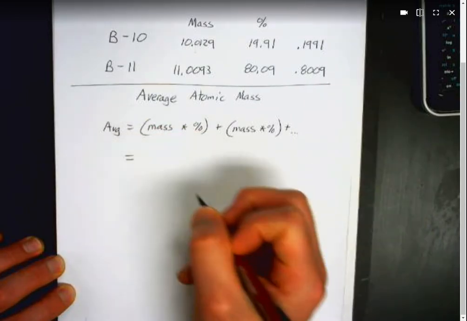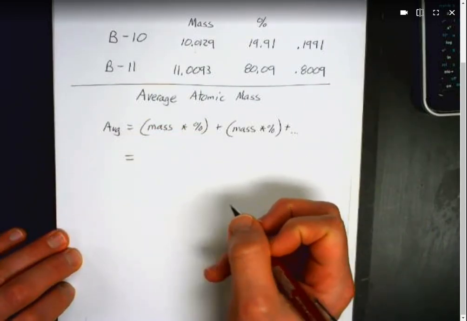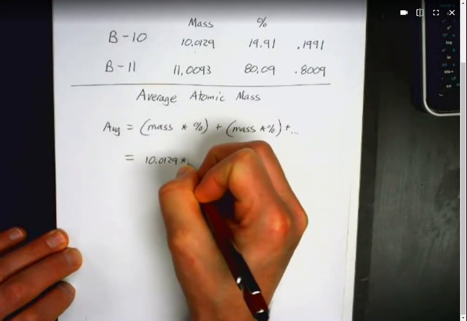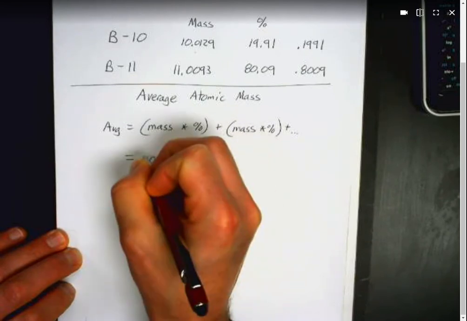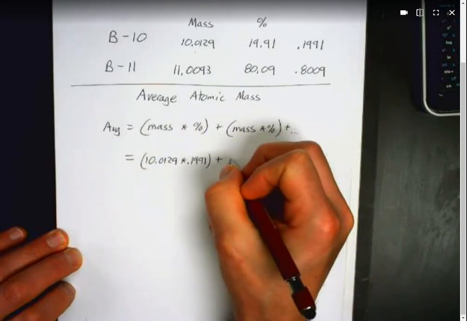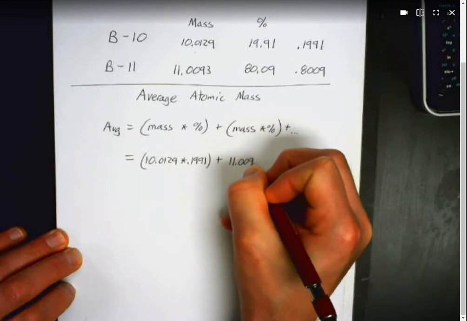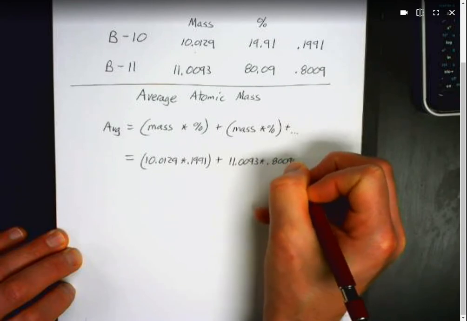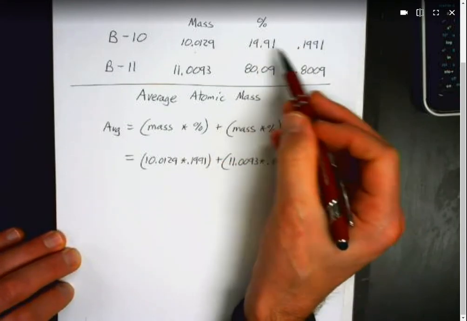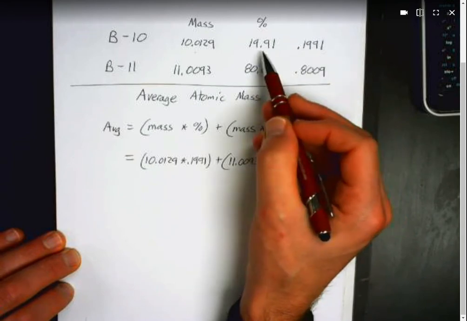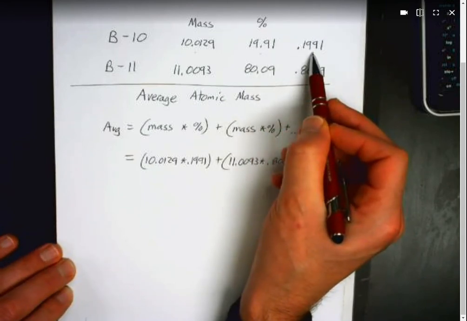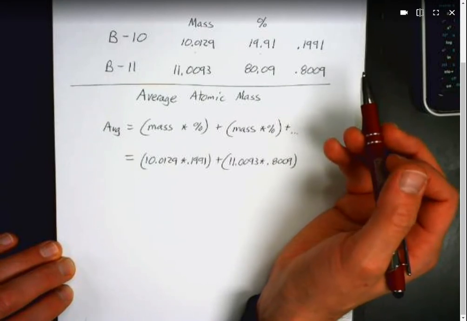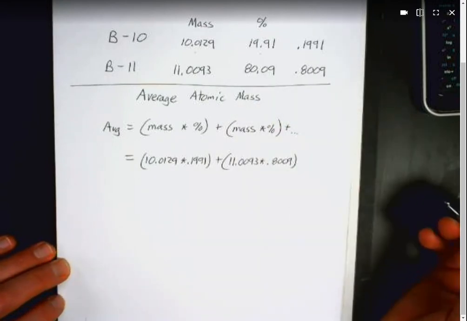So my average atomic mass for boron will look like this: 10.0129 times 0.1991 plus 11.0093 times 0.8009. Now, by moving the decimal place two places here, converting the percentage to a decimal, that takes the place of dividing by 100, which we usually do when we're going to calculate this average.